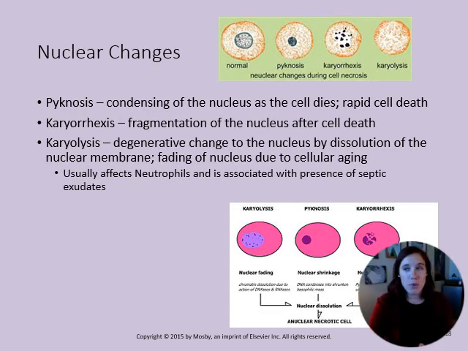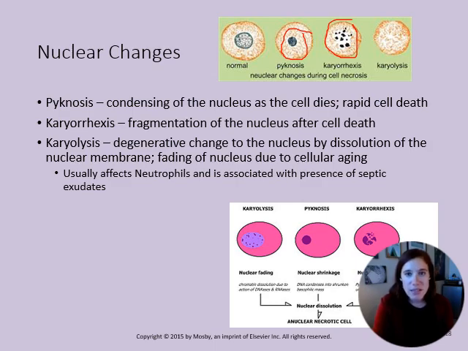Okay, just as a little refresher from Diseases 1, we talked about nuclear changes. We have pyknosis, karyorrhexis, and karyolysis. So pyknosis is the condensing of the nucleus as the cell dies, and that's going to be more of a rapid cell death. It's like being picked apart. Karyorrhexis is the fragmentation of the nucleus after cell death. So pyknosis is kind of here. It's like picking little picky pieces apart. And the karyorrhexis is going to be that fragmentation. So it's like broken up into different fragments.